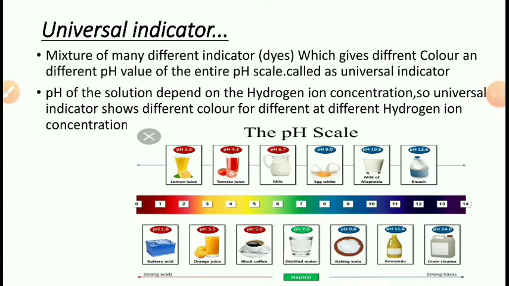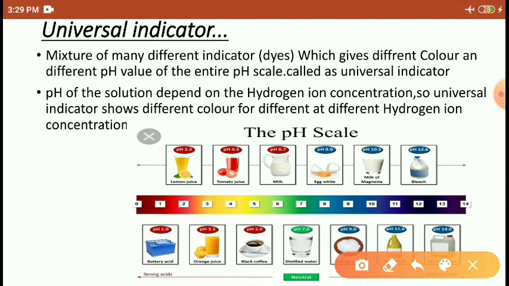Today we are going to discuss a new topic, that is universal indicator. Universal indicator is a type of color mixture which is used to identify the strength of acid as well as the strength of base. Right, students? It works similarly to pH paper.